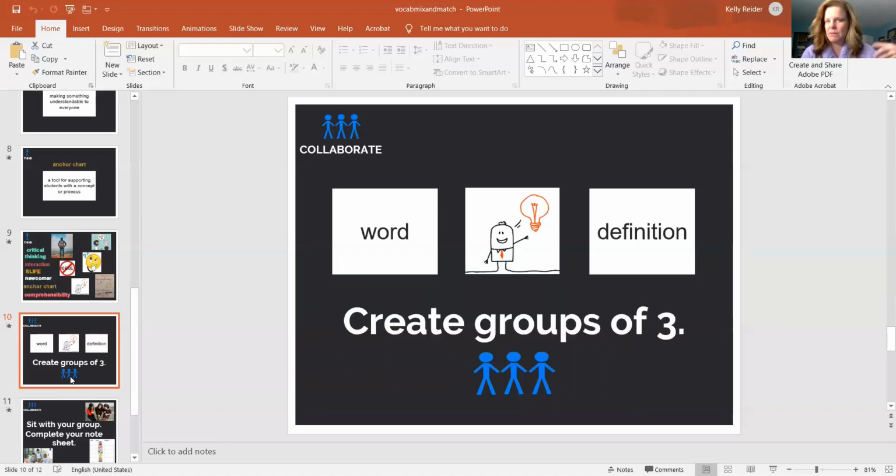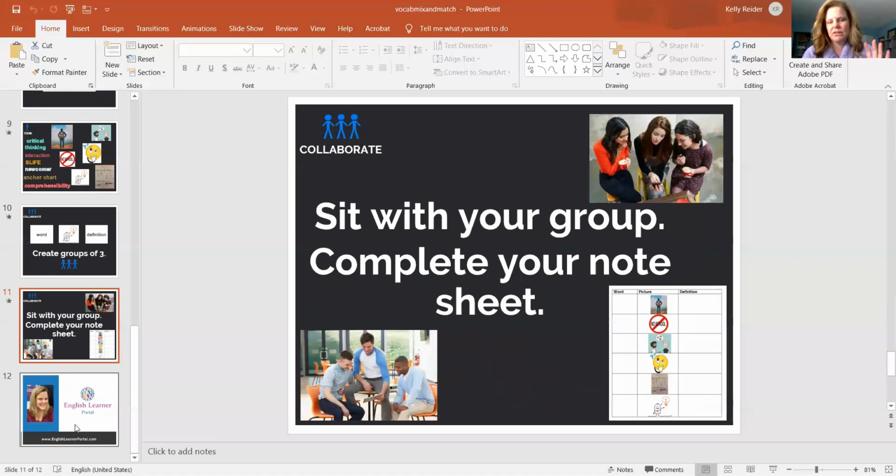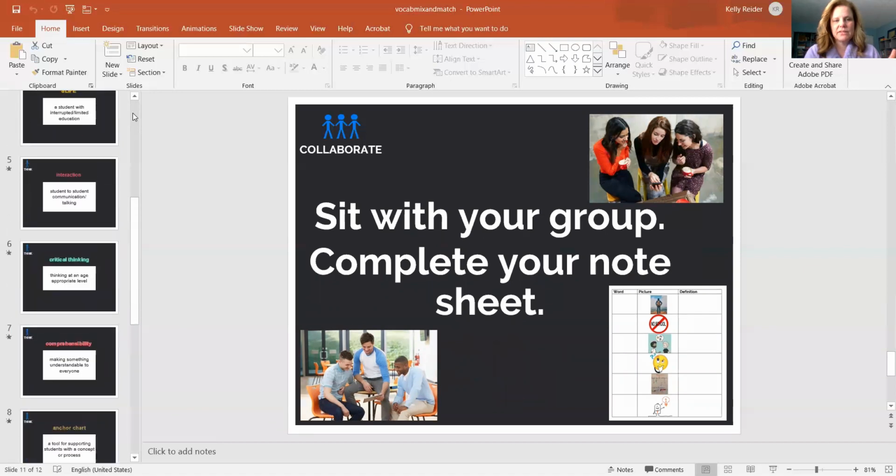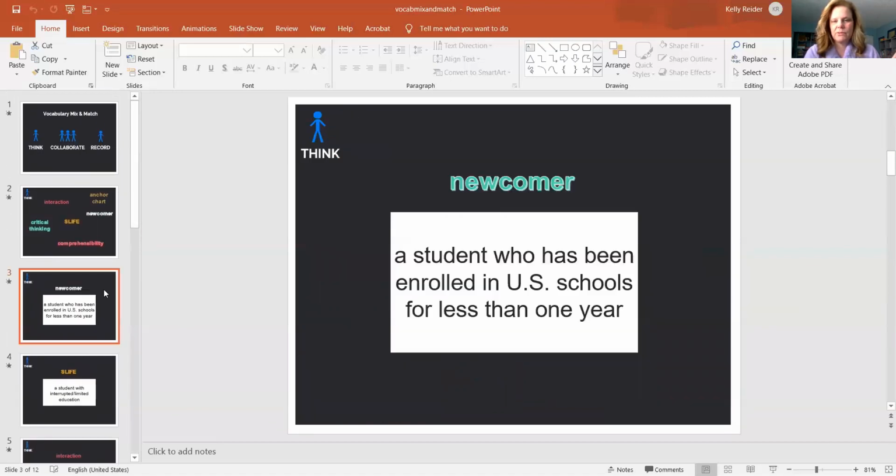So then we need to get back to the academic part, and I would have the students sit with their group and complete their note sheet. I have the slides here that I could go through if I wanted to do it more teacher-led. Here is their note sheet where they just write in the word and the definition. I could have them do it from the slides, taking notes.